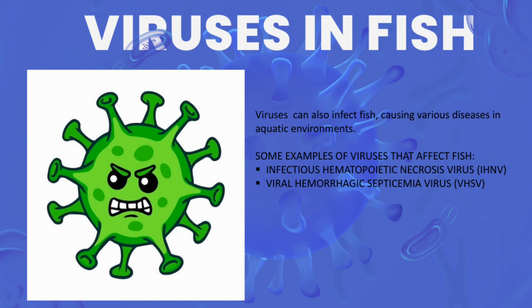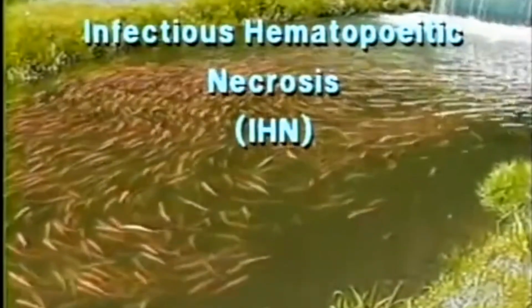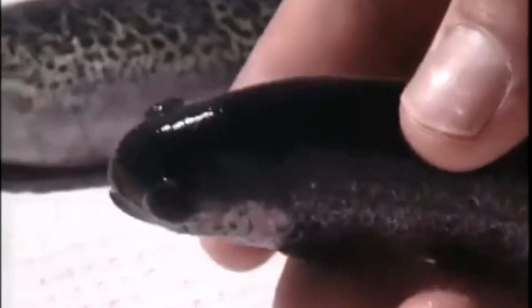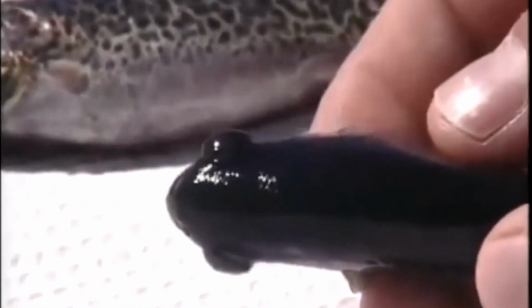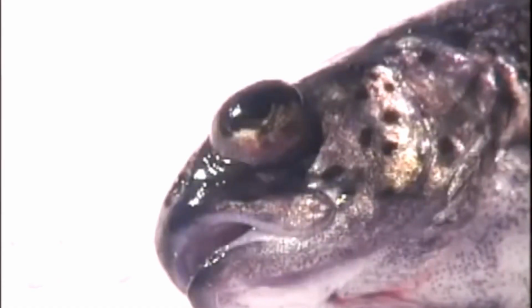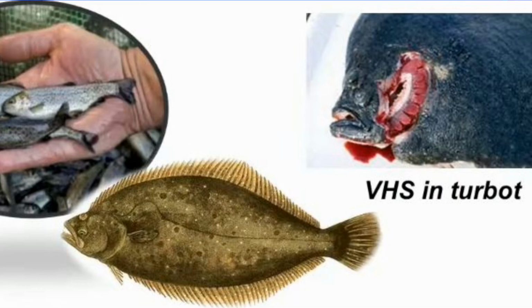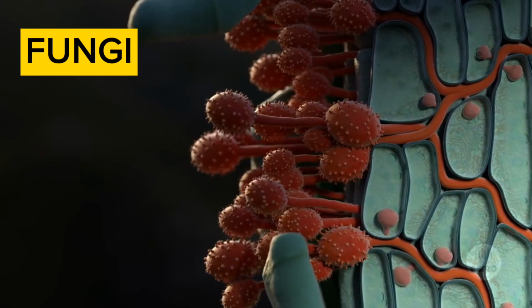Viruses in fish. Viruses can also infect fish, causing various diseases in aquatic environments. Some examples are the infectious hematopoietic necrosis virus, or IHNV. IHNV mainly affects fish like salmon and trout, and can lead to death in infected fish. Then we have the viral hemorrhagic septicemia virus, or VHSV. VHSV causes internal bleeding, organ damage, and sometimes death.